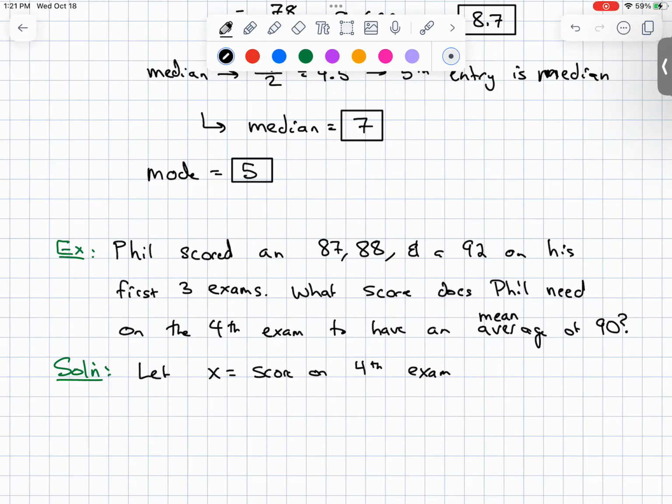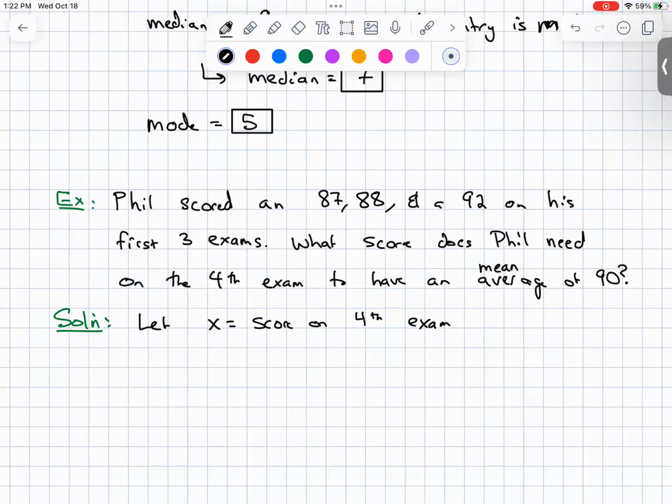I would say 9 times out of 10, if they say average, they mean the mean. That's true in general across our culture. If someone says the average, they usually mean the mean average. It's just a situation of us being lazy with our terminology. So we want our mean average to be 90. That means if I add up 88, 87, and 92 and X and divide that by 4, because there are four data values, that needs to be equal to 90.